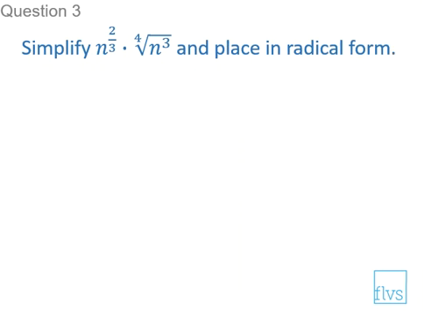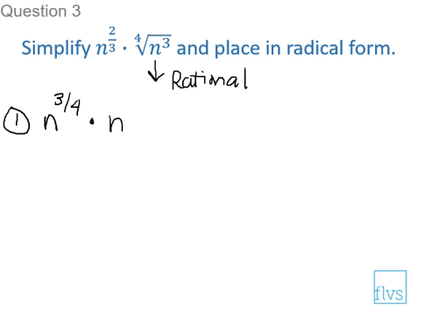So now we're going to place this into radical form. But when multiplying, it's hard to multiply if they're not the same form. So we're going to first convert that to rational form. So that would become n to the 3/4 power times n to the 2/3 power. Now, remember, when we're multiplying, it's not the same as multiplying the fractions. We add the powers.